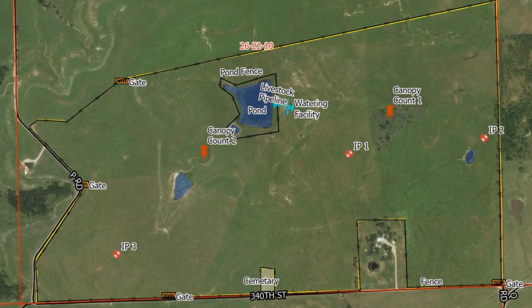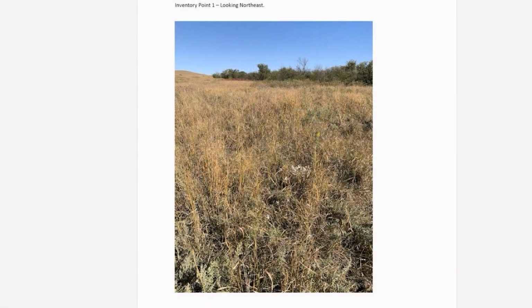On the second page is a benchmark picture of inventory point 1, looking northeast. The main problem is the woody invasion in the background. There are a lot of hedge trees and some cedar trees that are invading this field.